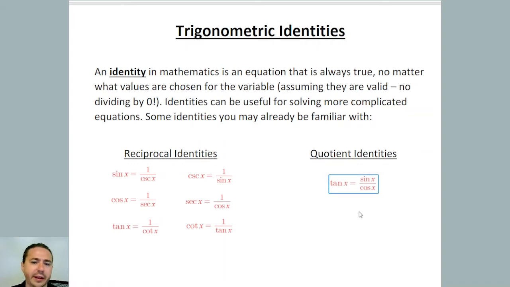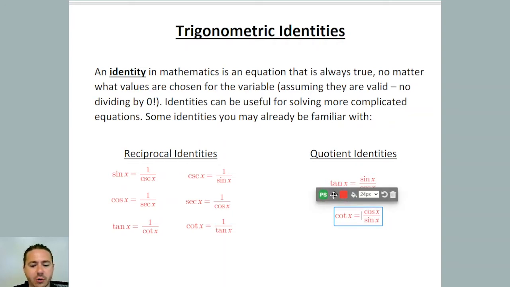Okay, so one strategy is to try to get everything in terms of sine and cosine. And so if you have a tangent stuck in there, you can rewrite it like this. Cotangent is going to be the x-coordinate divided by the y-coordinate. It's the reciprocal of tangent. So it follows that this would be equal to cosine x over sine x. So these are our reciprocal and quotient identities.